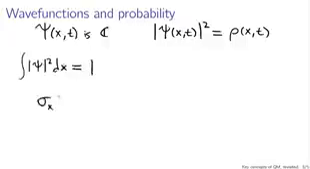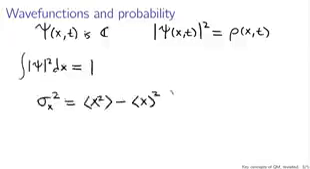For instance, if I'm interested in the standard deviation of the uncertainty, or standard deviation of the position, it's most easy to express as the variance, which is the square of the standard deviation. And the square of this standard deviation, or the variance, is equal to the expectation value of the square of the position minus the square of the expectation value of the position. And we'll talk about expectation values in a moment.